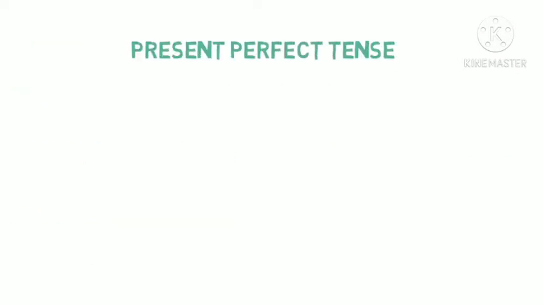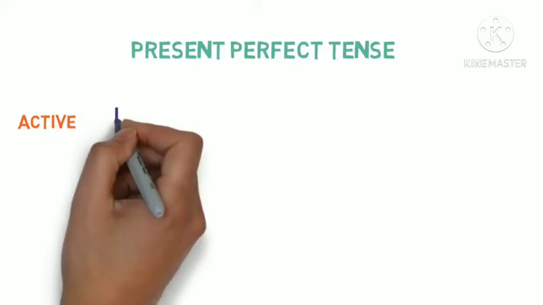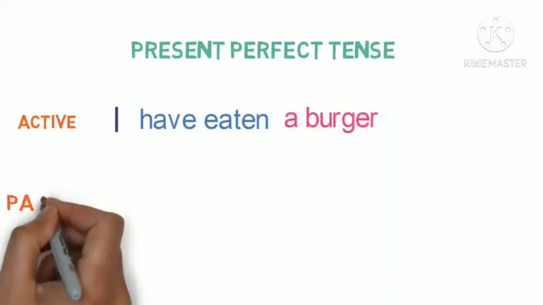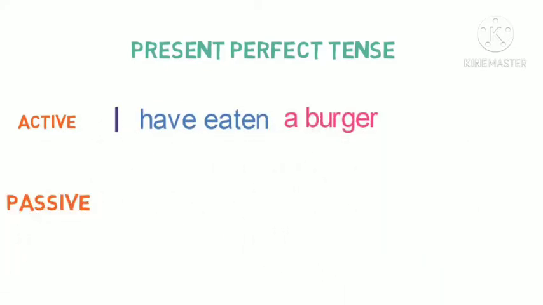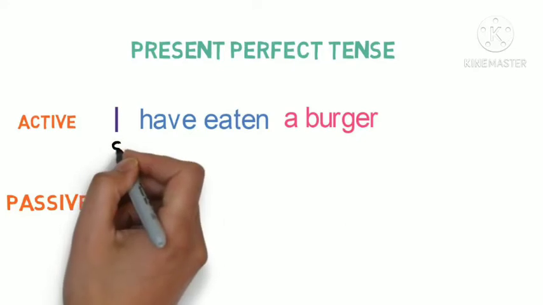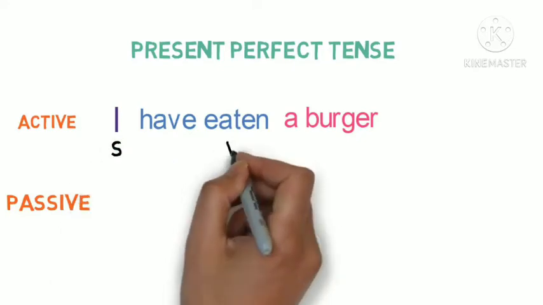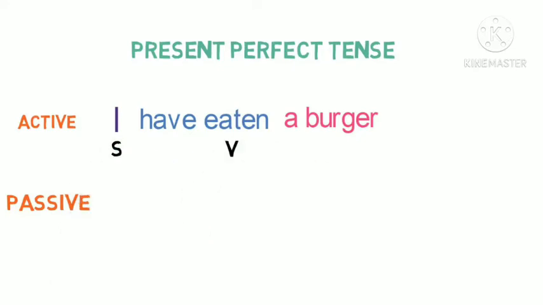So next let's look at present perfect tense. In active voice, an example: I have eaten a burger. It's an active voice. So we should identify the subject, verb and object from this sentence. So I is the subject, eaten is the verb, and a burger is the object. So next step, swap, the interchanging of subject and object. So a burger should be written first, then me, the pronoun of I is me.